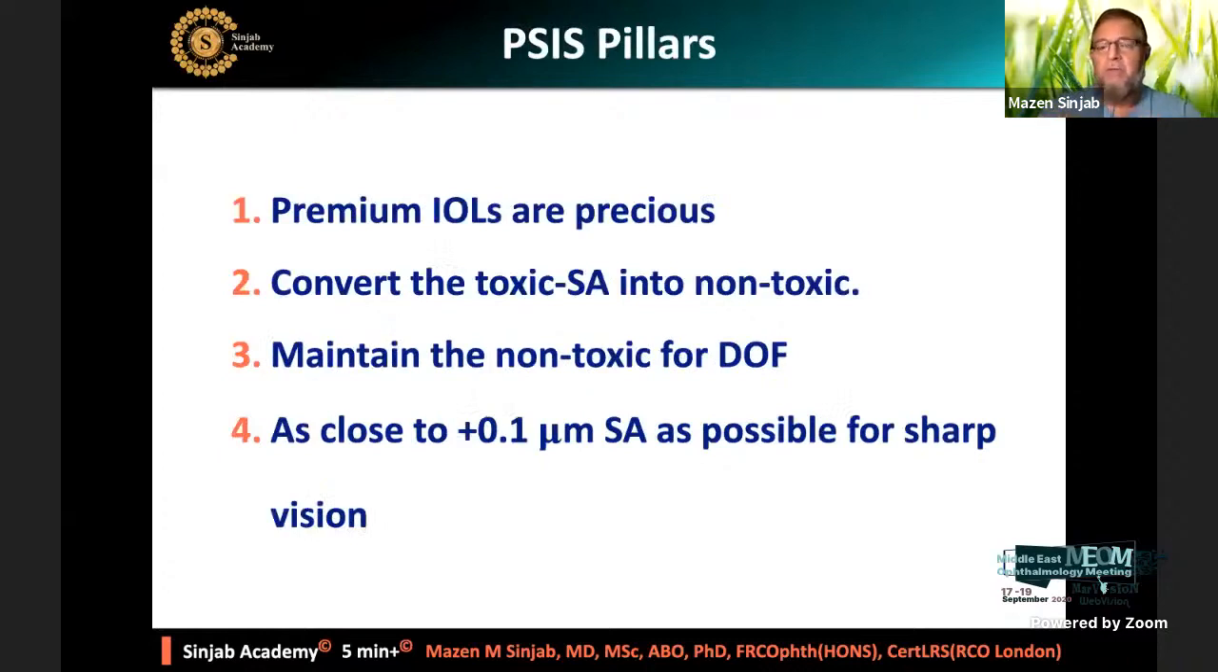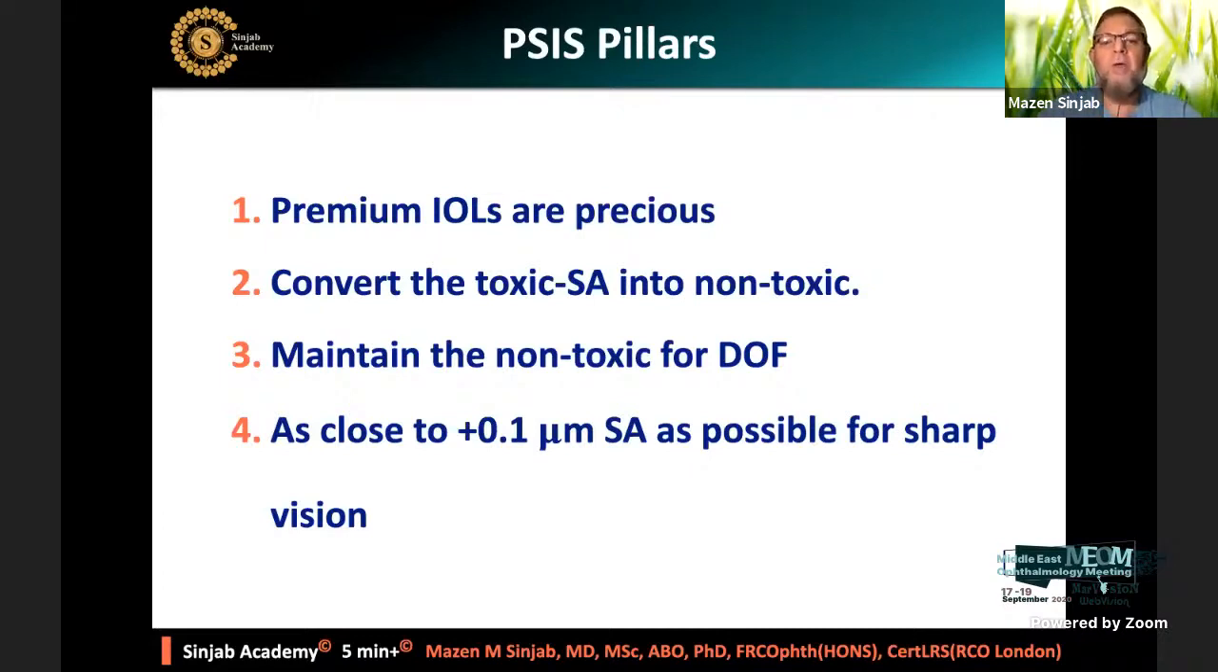The pillars of this algorithm are, first of all, we have to know that premium IOLs are precious, which means that if the eye has high order aberrations out of the normal range, out of the neural adaptation of the brain, then the premium IOLs cannot be implanted, because if we implant those IOLs, then the patient will suffer from dysphotopsia, which may be disabling and may lead to extraction of the premium IOL.